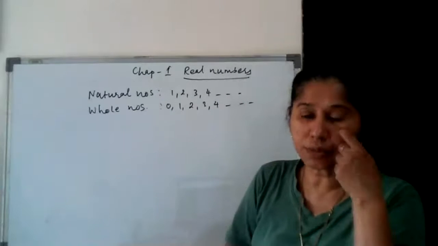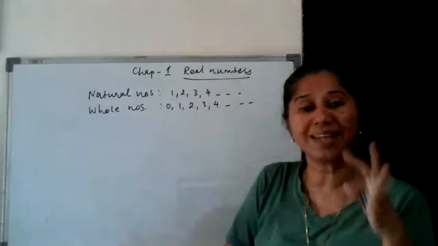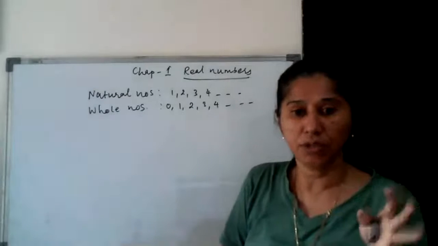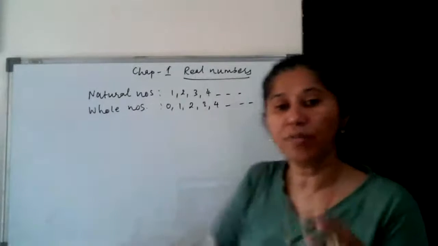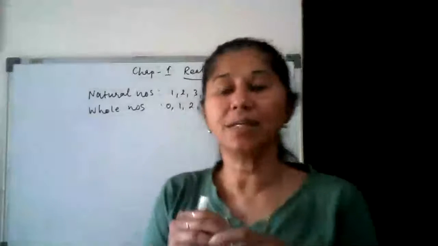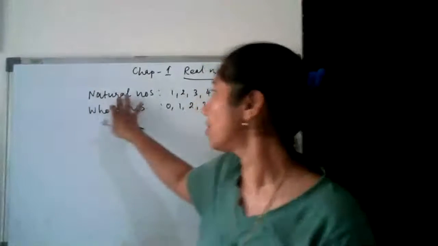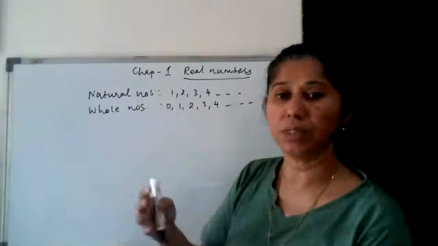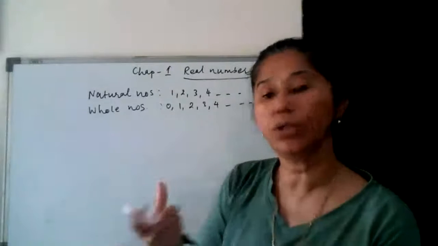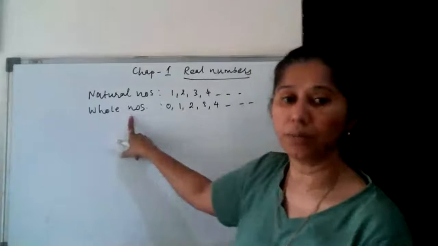These groups of numbers are nothing but sets. How do we define a set? It's a group of objects satisfying certain similar conditions. So the natural numbers are a group of counting numbers. When we added zero, we got a new group, that is the group of whole numbers.